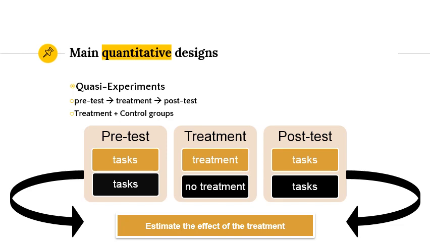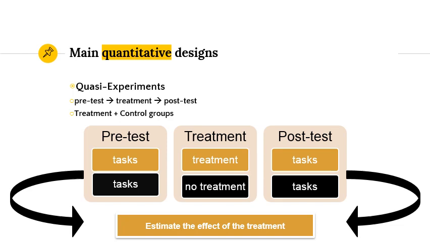So what we are going to do in most cases is to have two groups, a treatment group and a non-treatment group, or a control group. We are going to do a pre-test. In this case, we would do a test of English of the two groups. We would check that on average, they perform the same.